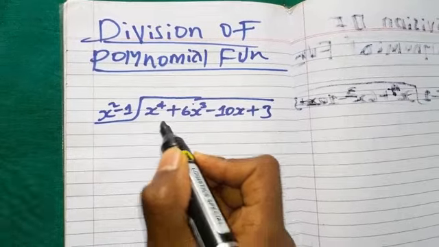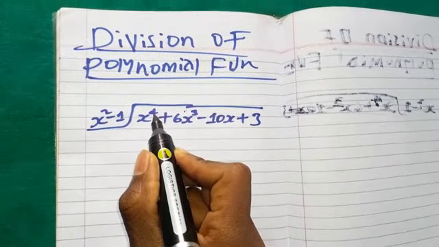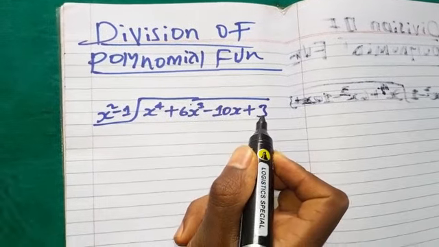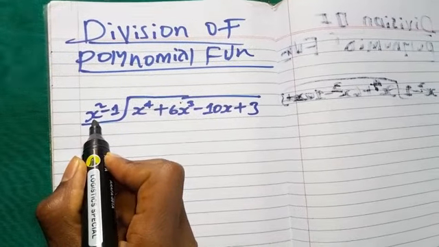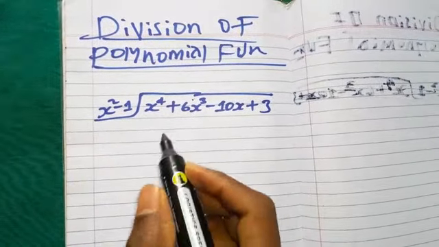The question is x to the power of 4 plus 6x cubed minus 10x plus 3, divided by x squared minus 1. Do you get it? I hope so. Then let me show you clearly.